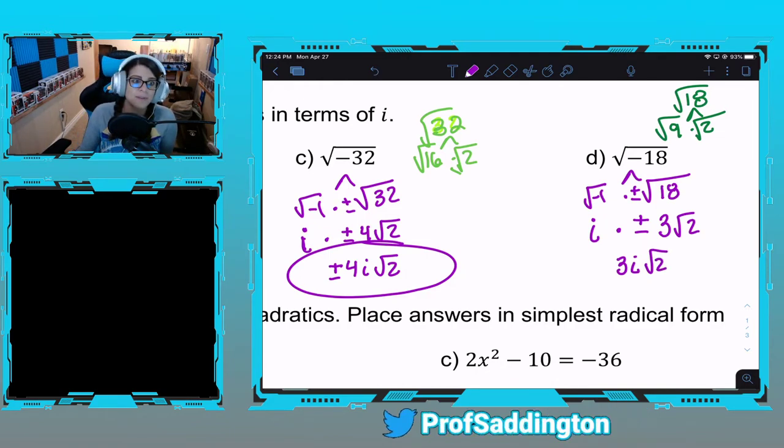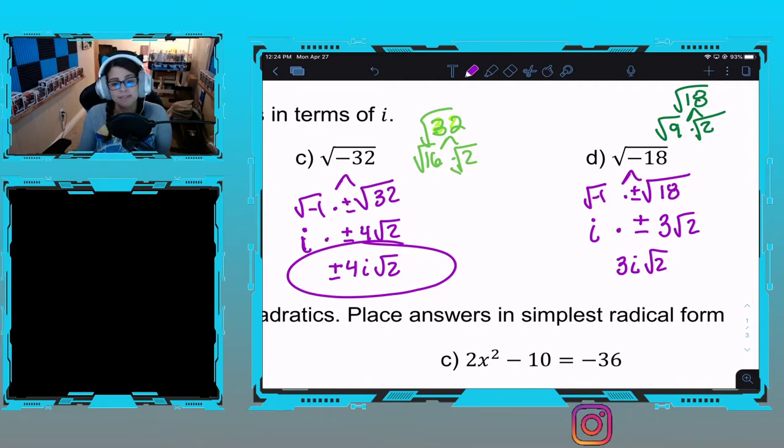Now, some of these you might be like, Miss Sadler, I can do them in my head. And that's great. If you don't want to show all these steps, I'm not going to force you. Whatever works for you. If you know how to do it, I'm pretty content.